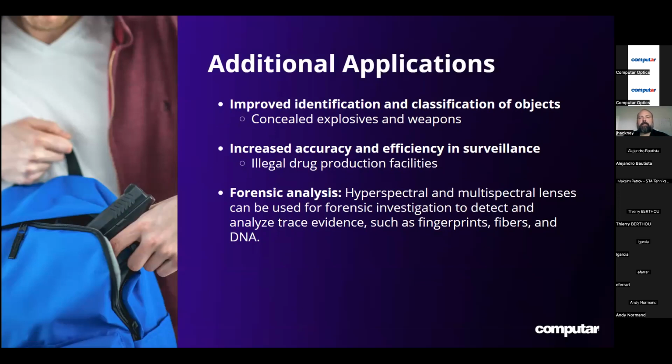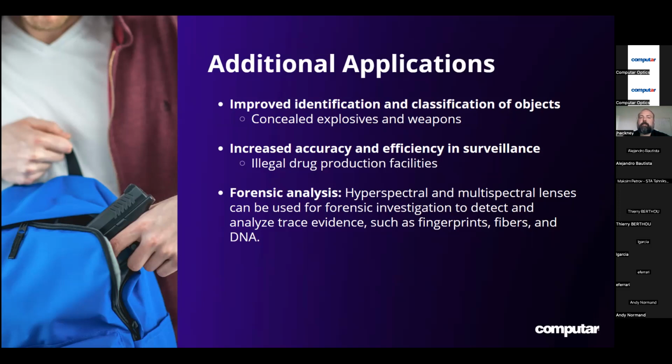Now let's talk about some application systems such as airport security scanners. Airport security scanners detect potential threats in luggage and cargo using multispectral and hyperspectral imaging lenses. Analyzing the image's spectral properties can identify weapons, explosives, and other dangerous items.